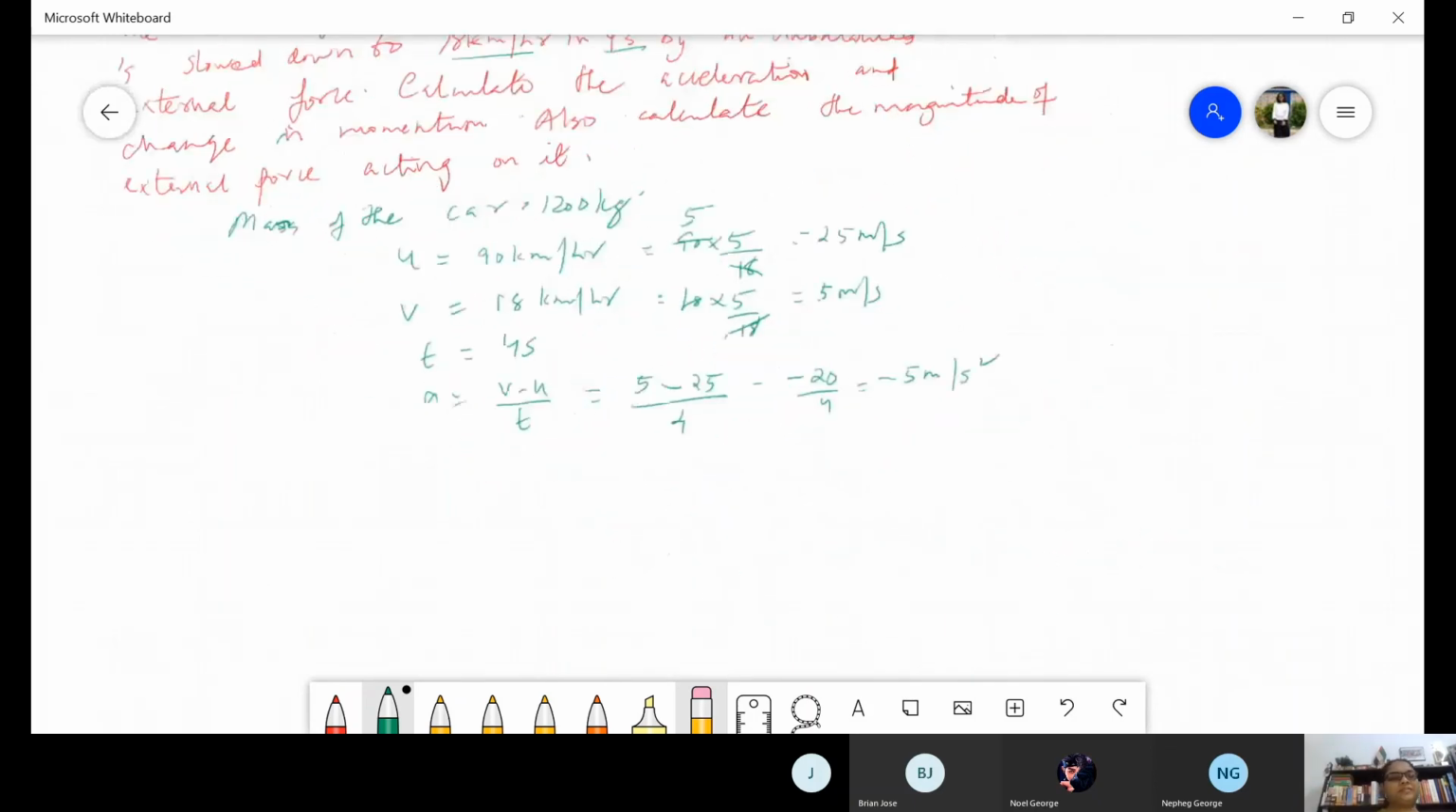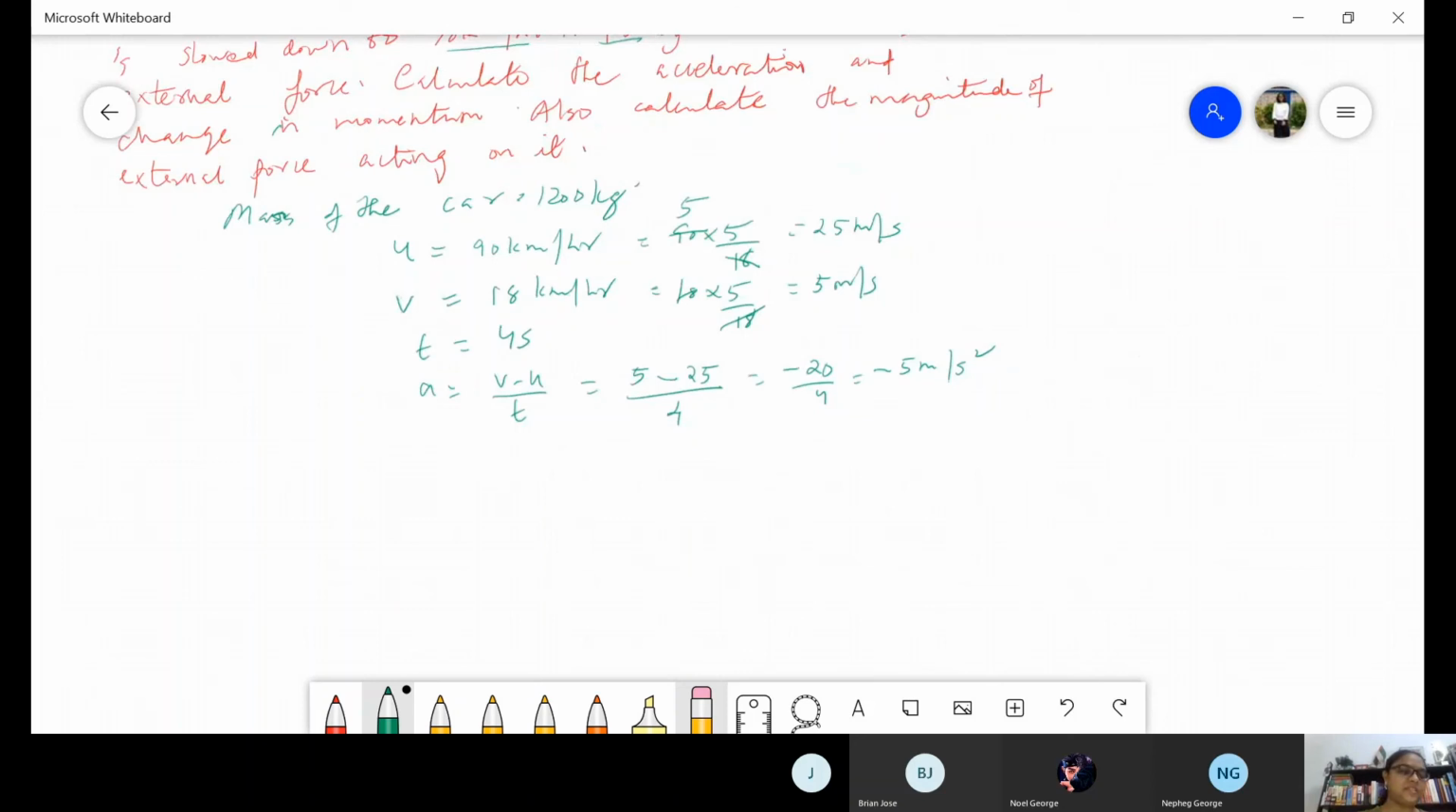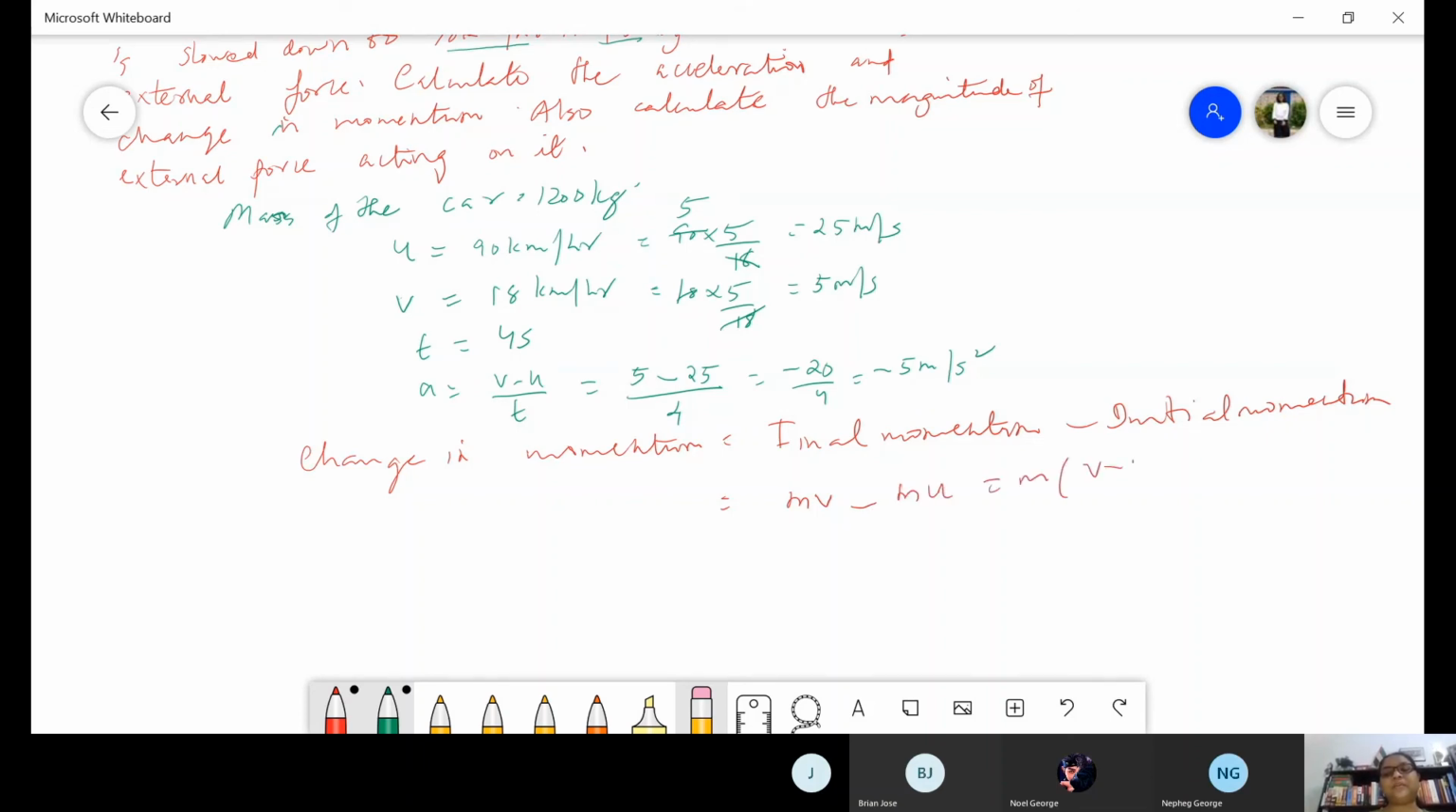Now change in momentum. You know what is change in momentum, right? Change in momentum means final momentum minus initial momentum. You remember the terms we used? P2 minus P1. Change in momentum means final momentum minus initial momentum. Now what is final momentum? M into V. And what is initial momentum? M into U. So we can write M into V minus U.